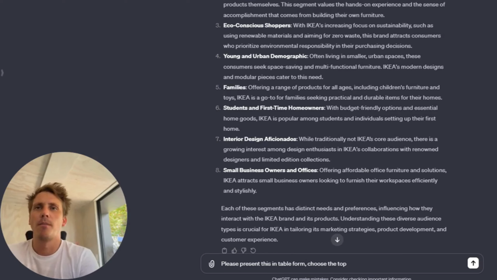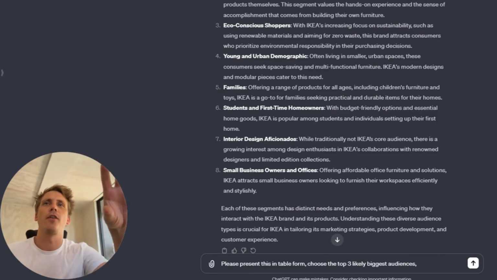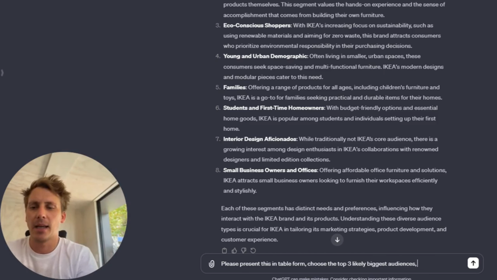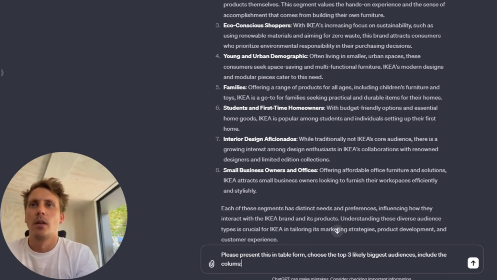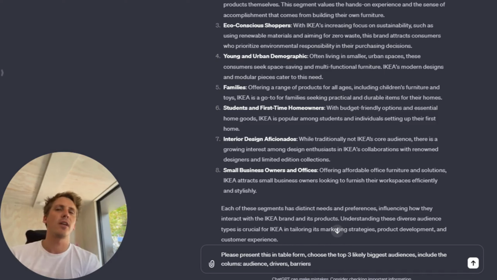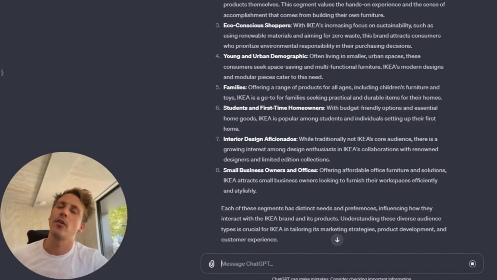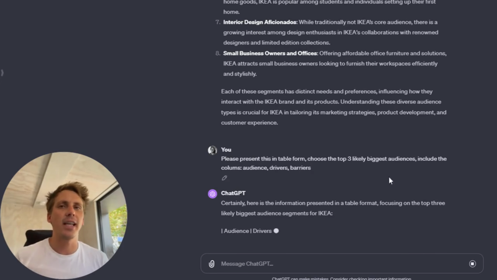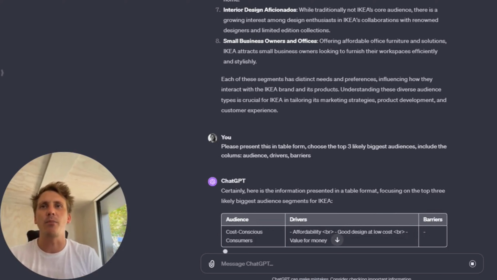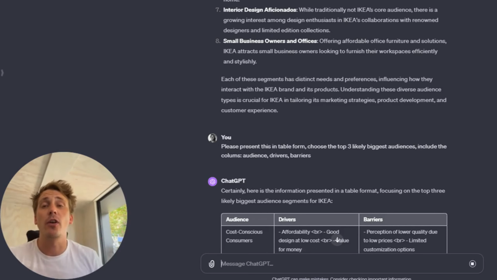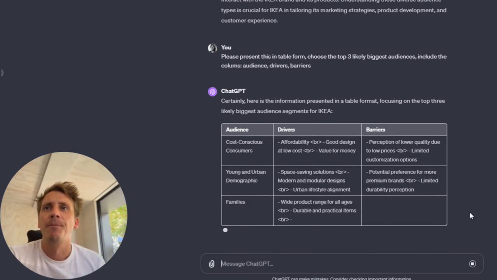Choose the top 3 likely biggest audiences, because again, this is too much to focus on in one time. So try and chunk it down, and include the columns audience, drivers, barriers. Now, the reason I do that is because really all we want to try and understand is what drives these people to purchase and what prevents them from purchasing. We don't really need to know stuff like how old they are, what their income is. It's useful information, but when you're really just trying to get to the heart of it, try and understand what is actually getting people to go ahead and make these purchases in the first place.